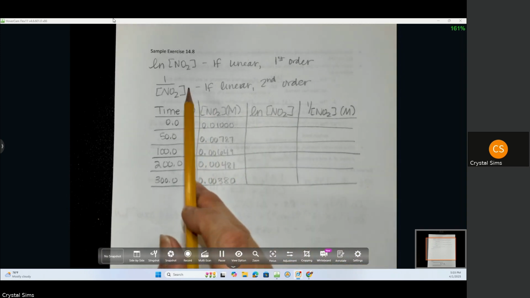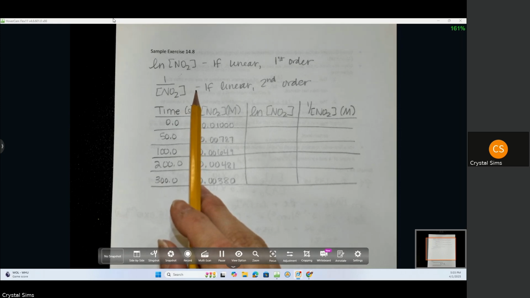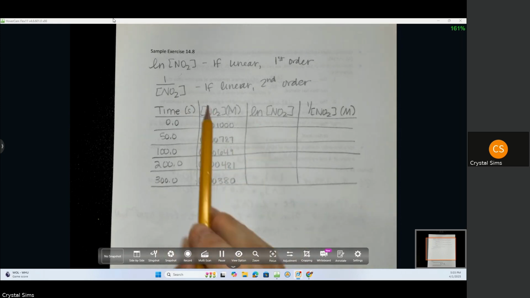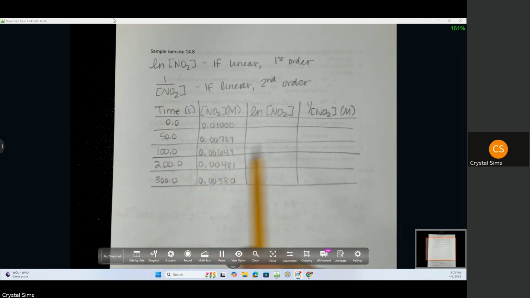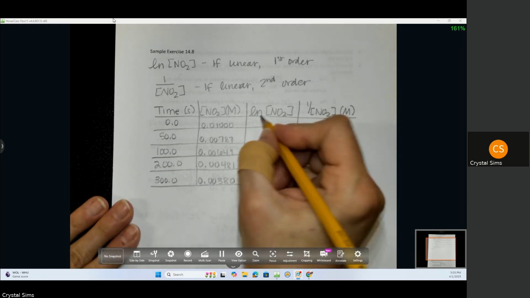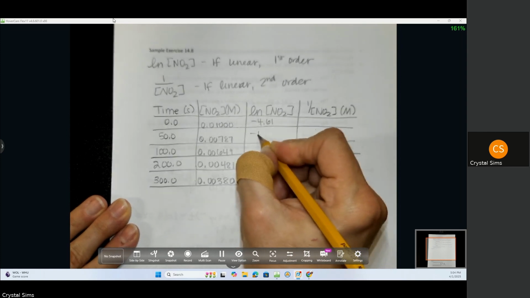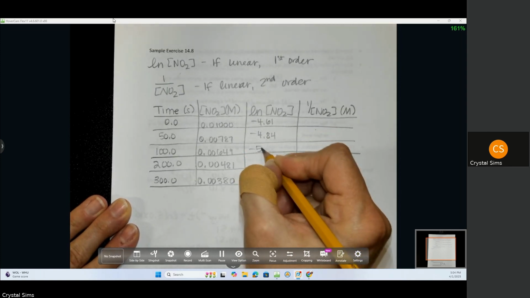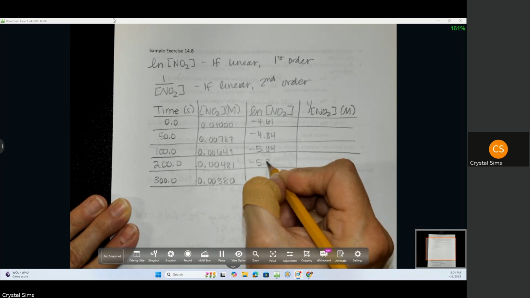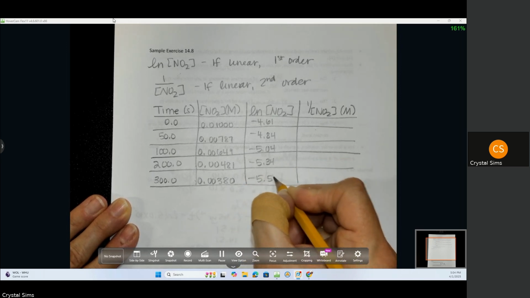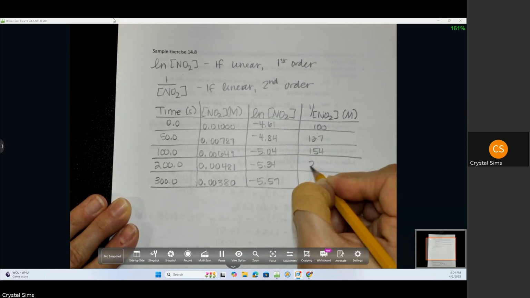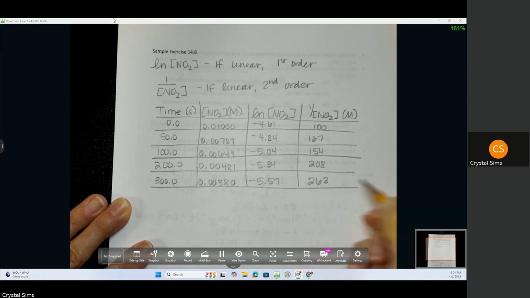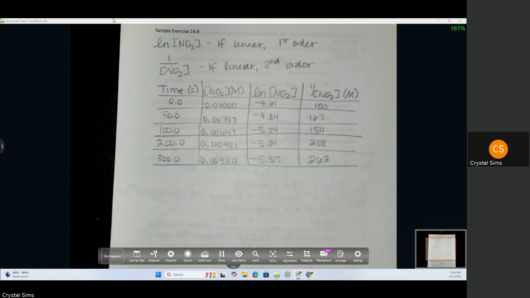So now I need to calculate my natural log of the concentration and put that in this column. And then I need to calculate 1 divided by my concentration and put that over here in this column. So I've done that, and I'm going to fill this in for you. So then I need to plot these.